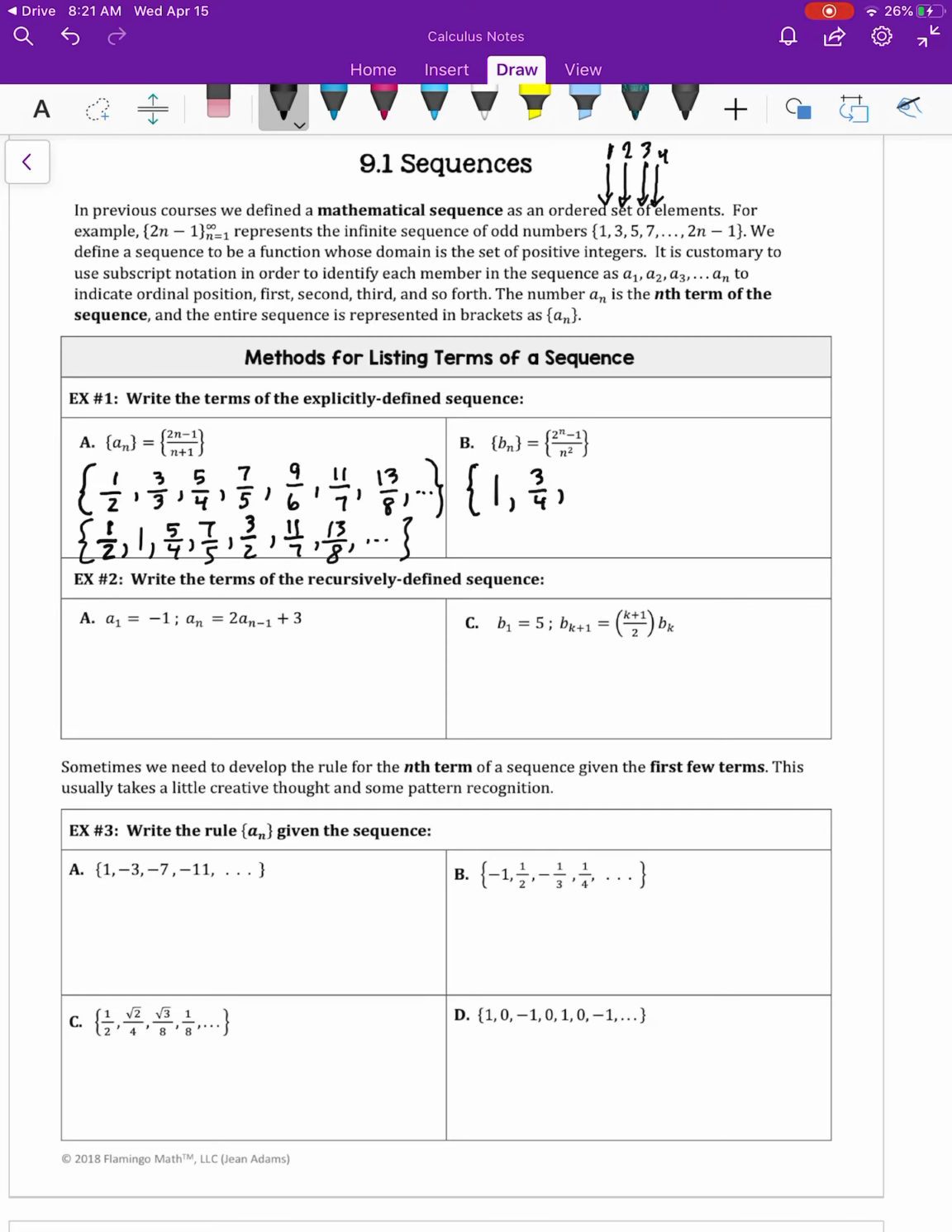Again, we're just going to put a 1 in for n, and if we put a 1 in for n, we should get 1 over 1. Okay, I'm going to go ahead and just write 1. If we put a 2 in, we should get 3/4. If we put a 3 in, we should get 7/9. If we put a 4 in, we should get 15/16. Put a 5 in, we should get 31 over 25. And that's your sequence there.